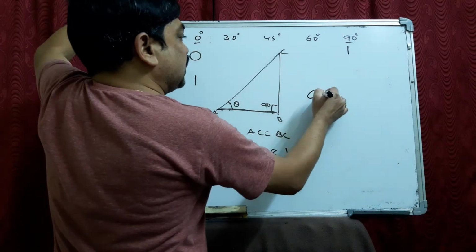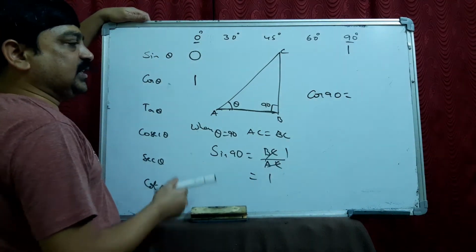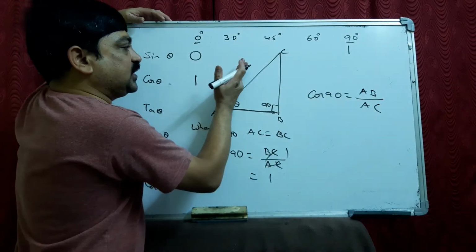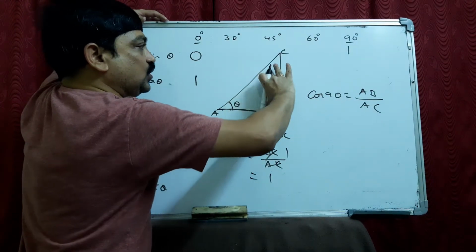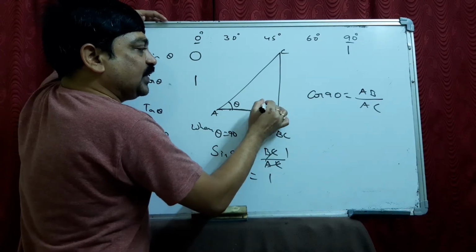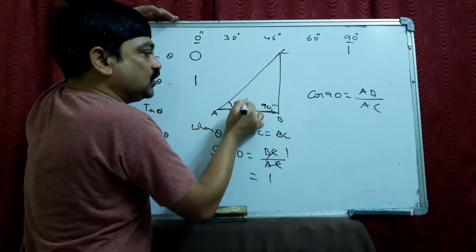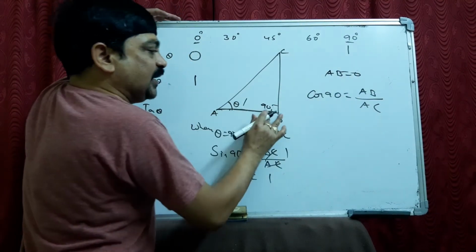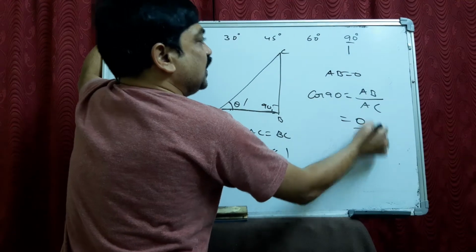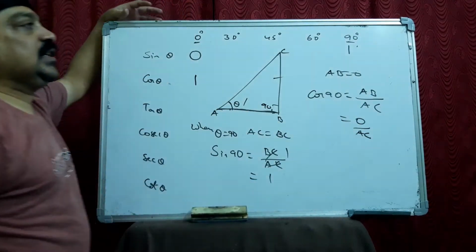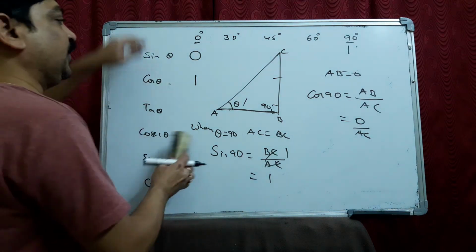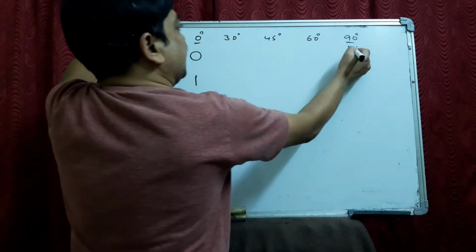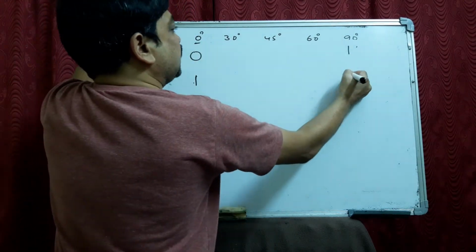What about cos 90? Cos 90 is adjacent over hypotenuse. Adjacent is AB, so AB by AC. See, when this hypotenuse is close to BC, there will be no side AB. AB becomes 0, so it becomes 0 by AC. So cos 90 is 0. Like that you can take the values for 0 and 90. So sin 0 is 0, sin 90 is 1, cos 0 is 1, cos 90 is 0.